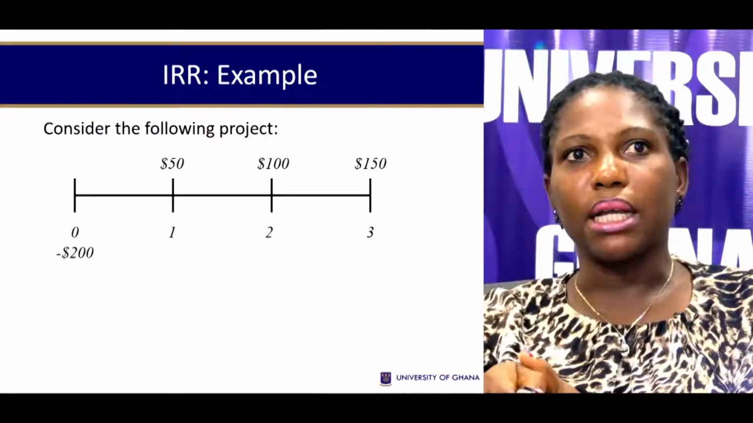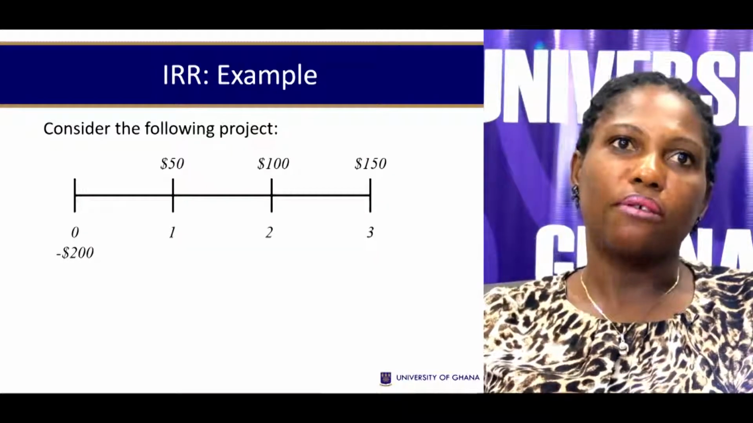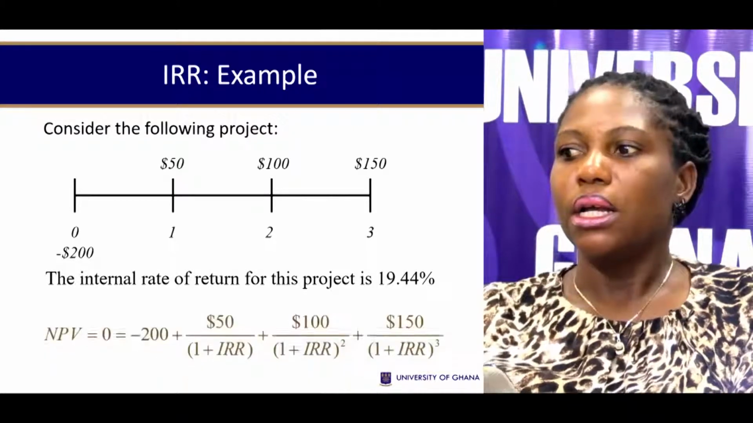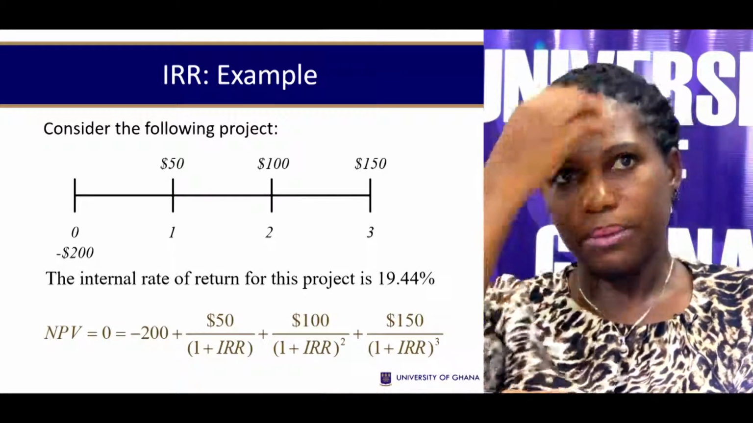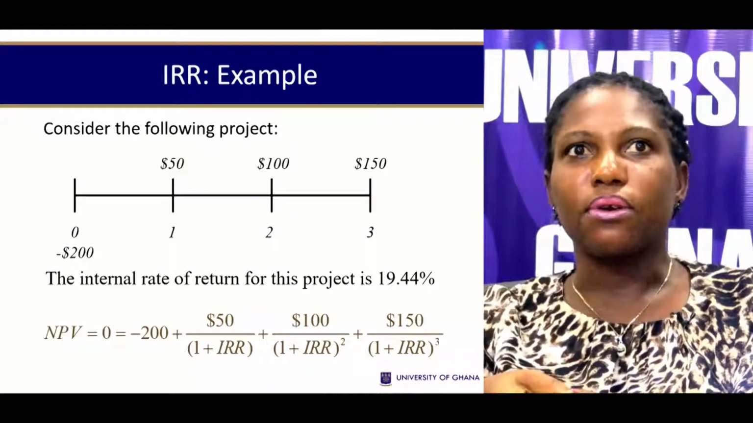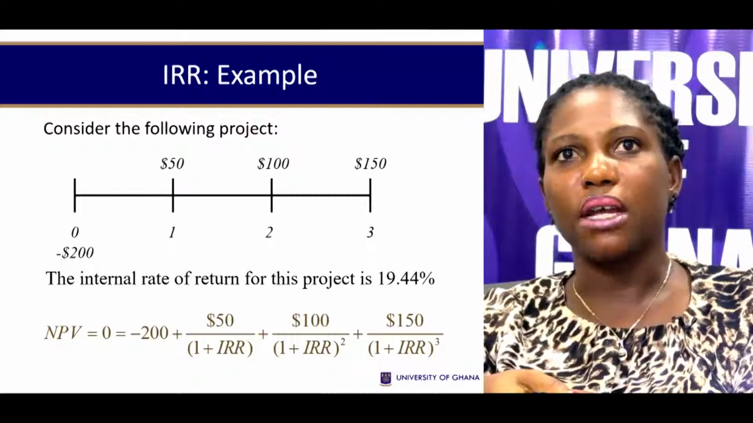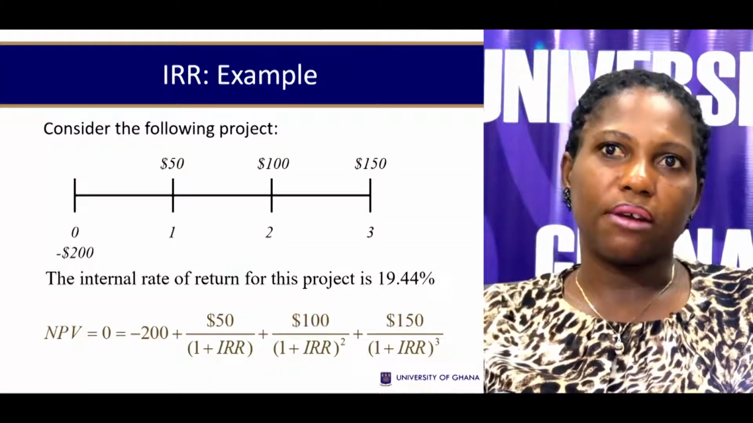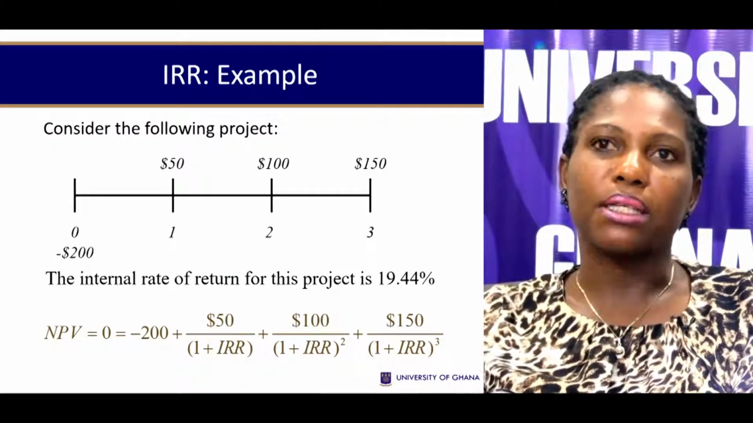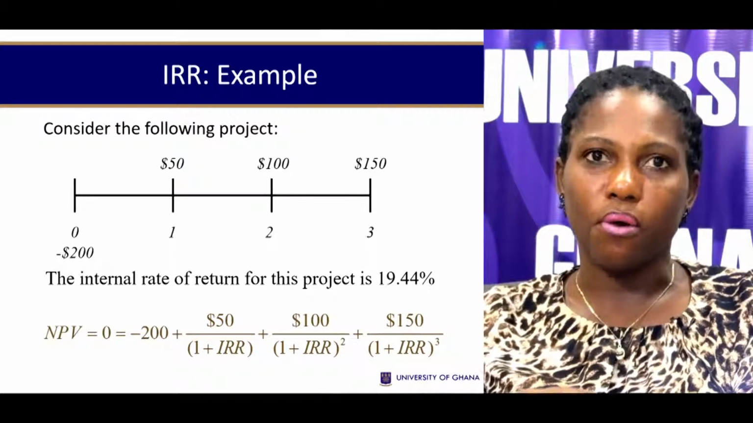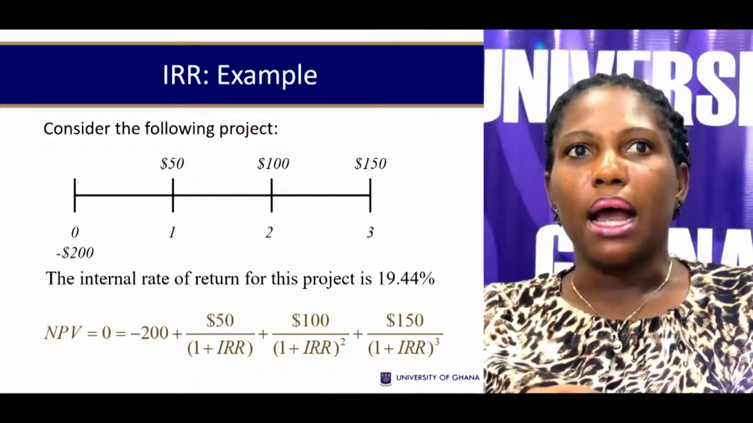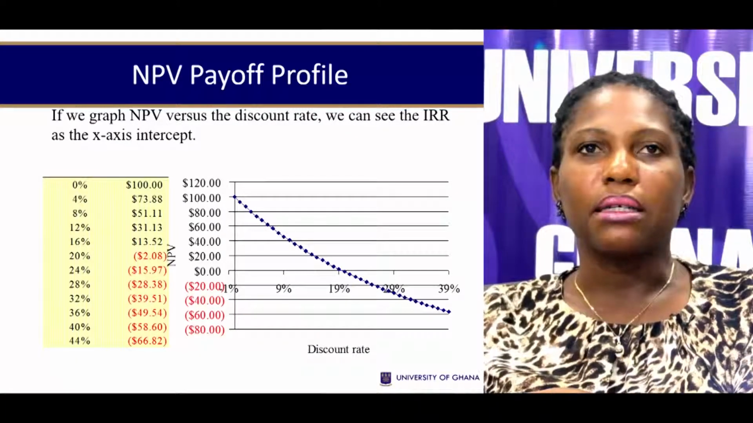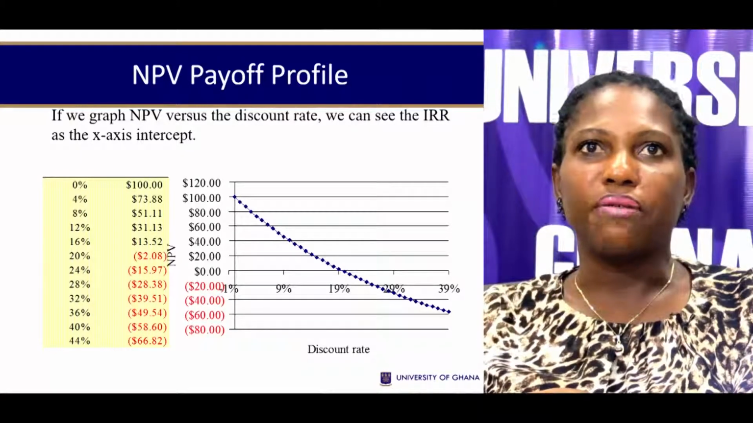So consider the following project that has an initial cost of 200. With the initial cost of 200 and then the expected cash flows of 50 in year 1, 100 in year 2, and 150 in year 3, the internal rate of return for the project is approximately 19.44%.